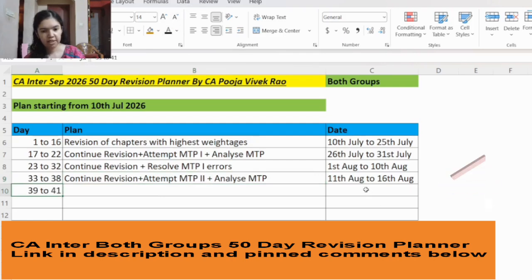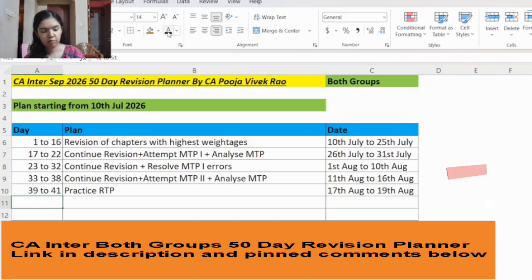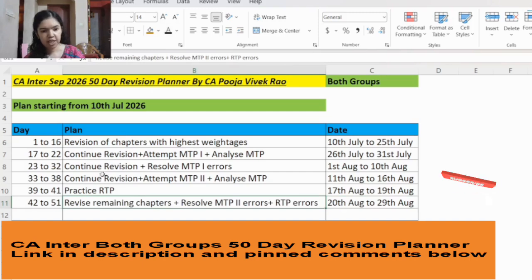Then from day number 39 to day 41, that is 17th August to 19th August, here you will be practicing the revision test paper. So MTP and RTP both are important. Then from day 42 to day 51, that is 20th August to 29th August, if any chapters are remaining, plus if there is any error in MTP2 analysis or RTP analysis, you will work on those during these days.